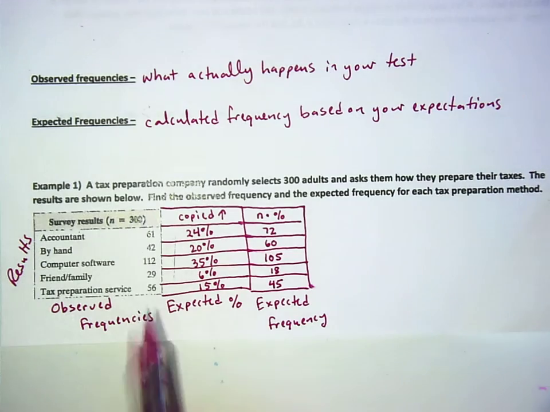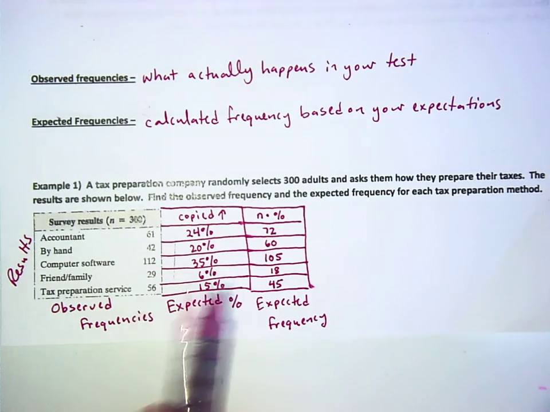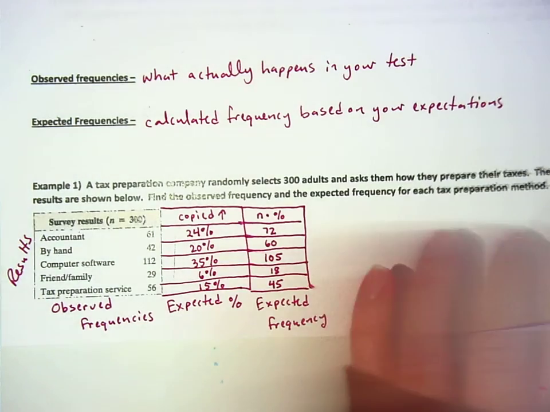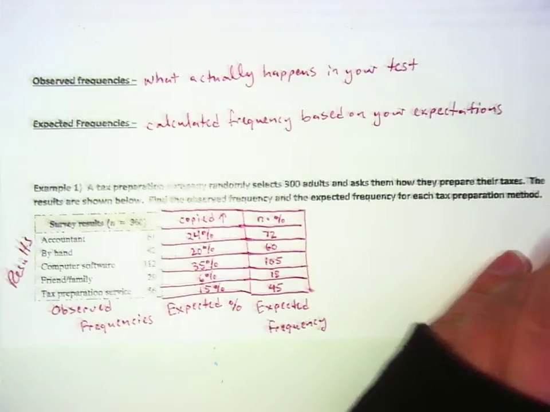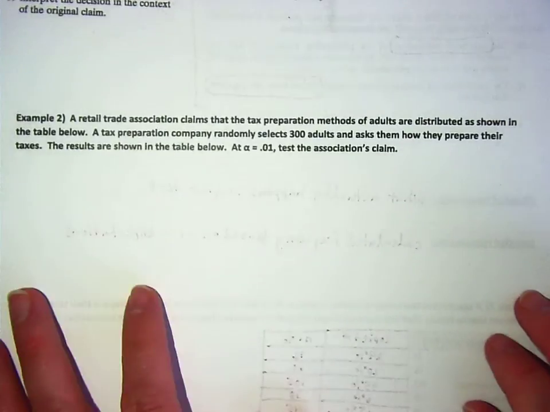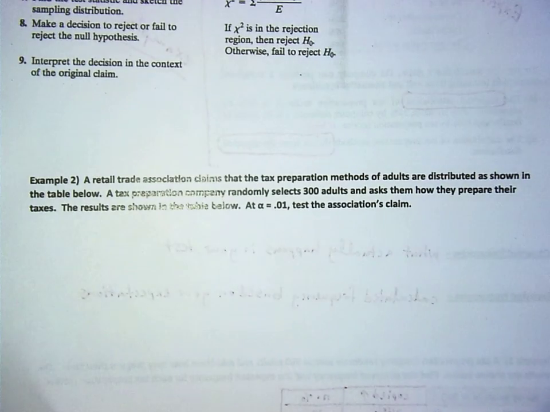So then we can basically see how things are differing from what actually happened to what we were expecting to have happen, okay? And we're going to have to compare both percentages and the regular numbers. Here's example 1. Okay, so chi-squared goodness of fit test. All the directions are at the top, so we're going to do this on the bottom.